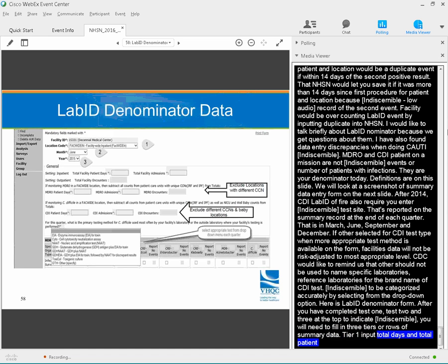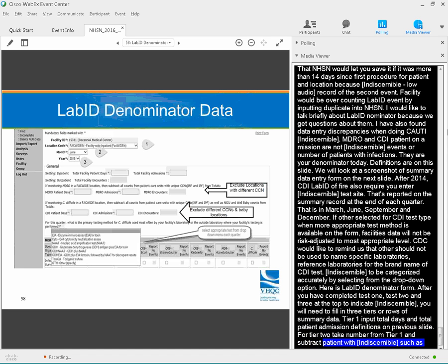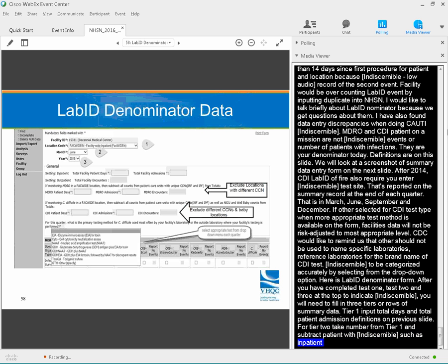For Tier 2, take your numbers from Tier 1 and subtract locations with different CCNs, such as inpatient rehab facilities and inpatient psych facilities. If you don't have any of those units with a different CCN, then your numbers for Tier 2 would be the same as Tier 1.